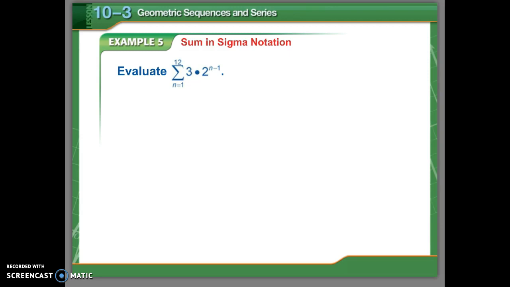Okay, example 5, we're going to work through a geometric series based off sigma notation. So again, from last lesson, we learned that this symbol sigma means the sum. We're starting from when n equals 1 all the way up to when n equals 12, and our formula that we're looking at is 3 times 2 to the n minus 1 power.